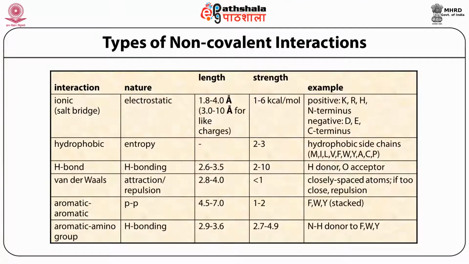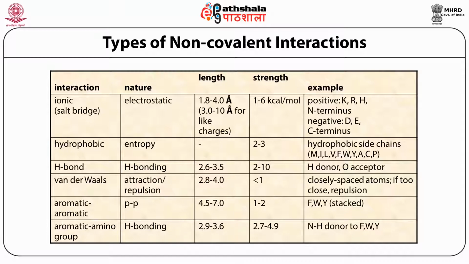Here we discuss the different types of non-covalent interactions. These include ionic interaction, which is governed by electrostatic forces and exists at a length of 1.8 to 4 angstrom, generally 3 to 10 angstrom for like charges, and its energy is 1.6 kilocalorie per mole. The residues involved in ionic interactions are positively charged, such as lysine, arginine, histidine, and negatively charged residues, aspartic acid and glutamic acid.